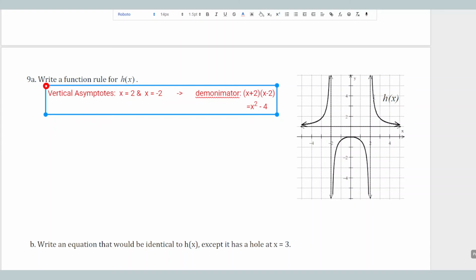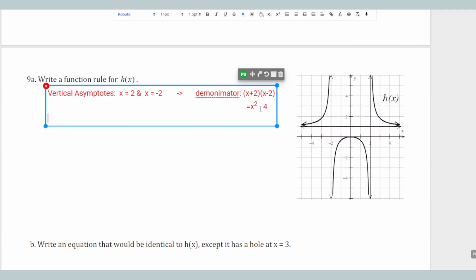It doesn't look like there's any holes here, so I don't have to worry about including an extra factor in the numerator. Now, my horizontal asymptote is at y equals 1, so that means my leading coefficients should be the same. It doesn't really matter what they are, but they could be like 1 and 1. So the same leading coefficients.